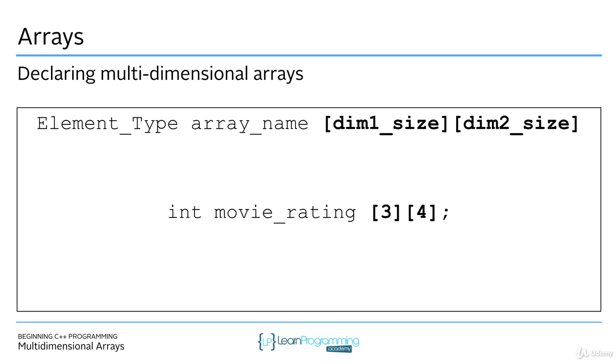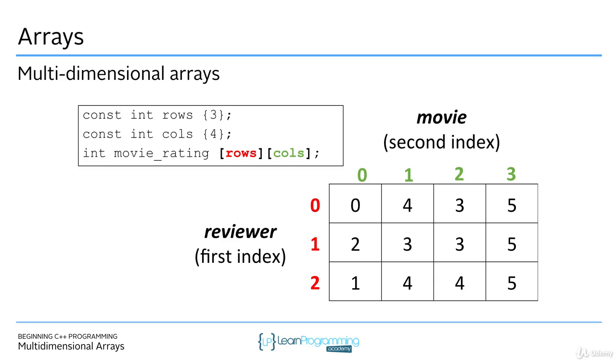Let's see how we might model real-world data using this 2D array. Suppose we want to collect movie ratings. We have movie reviewers, and each reviews a series of movies with an integer rating from 0 to 5. We have 3 reviewers, and each has to review the same 4 movies. We could choose to model this data by having one array of movie ratings for each reviewer. So we could declare 3 arrays of 4 integers each and solve our problem like that.